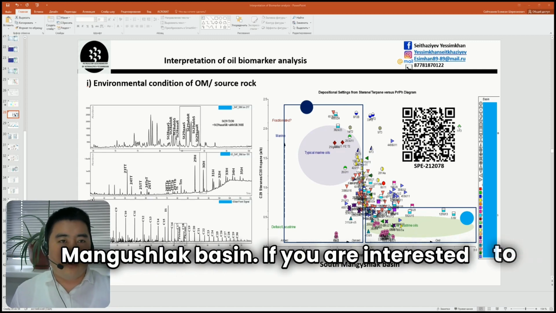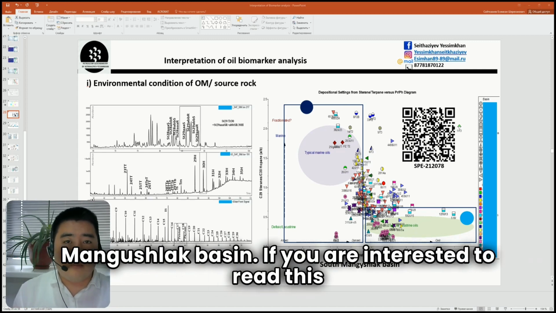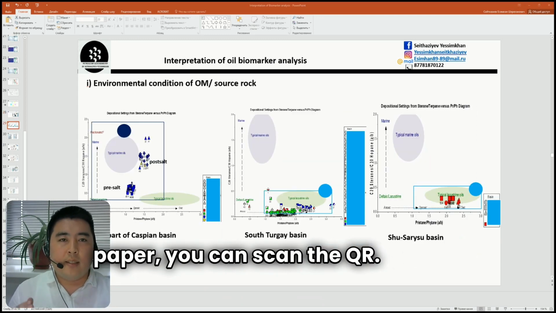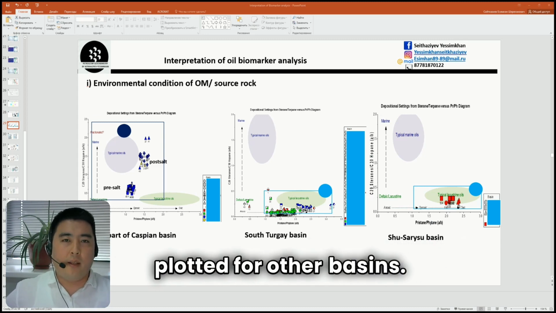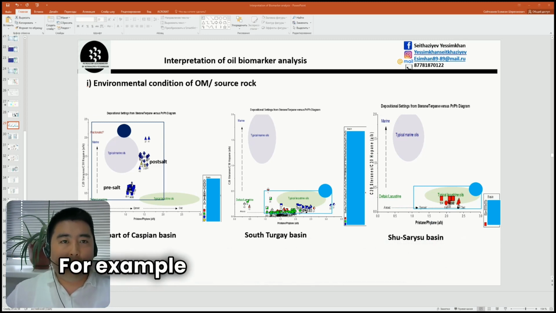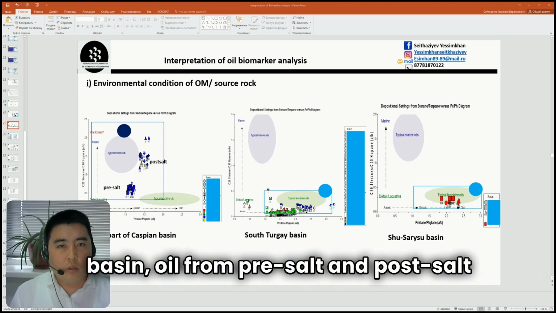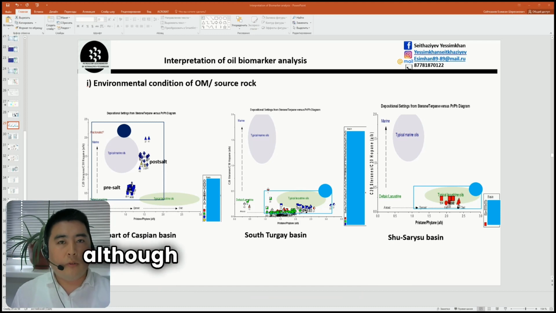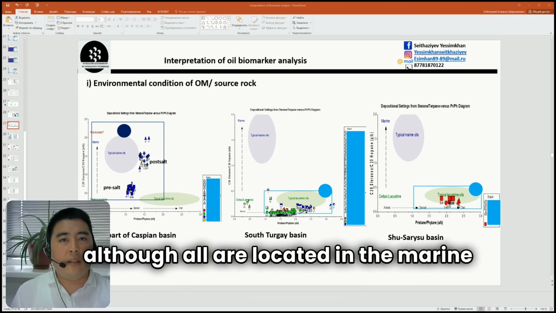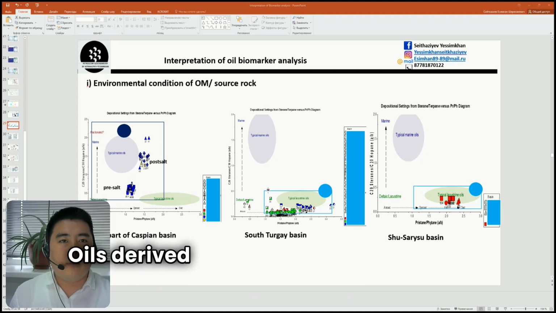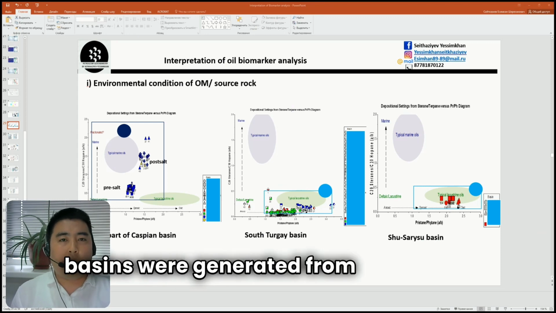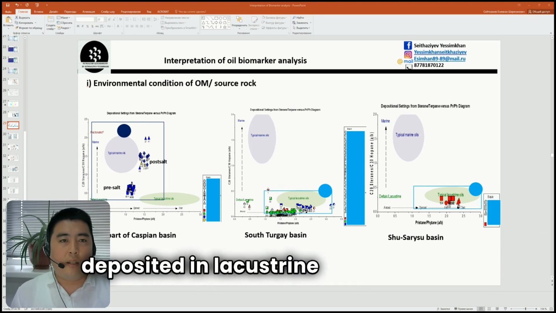If you are interested to read this paper, you can scan the QR code. Similar graphs are plotted for other basins. For example, in the eastern part of the Caspian Basin, oils from pre-salt and post-salt fields have different organic matter environments. Although all are located in the marine environment, oils derived from the South Turgay and Shu-Sarysu basins were generated from source rocks deposited in lacustrine environments.